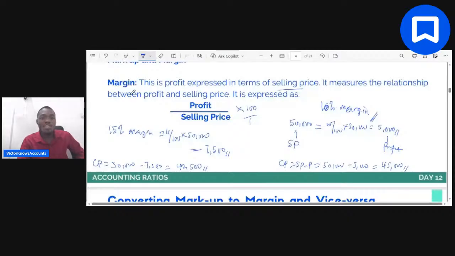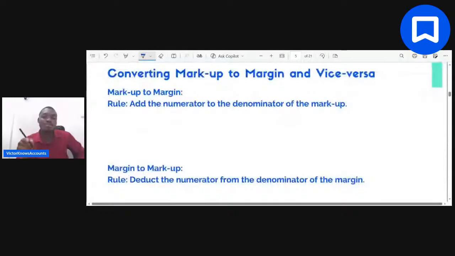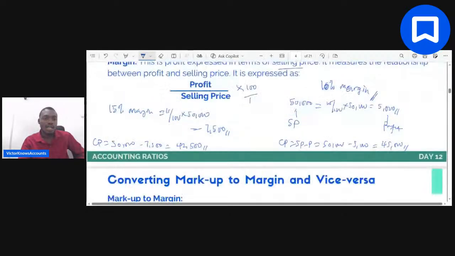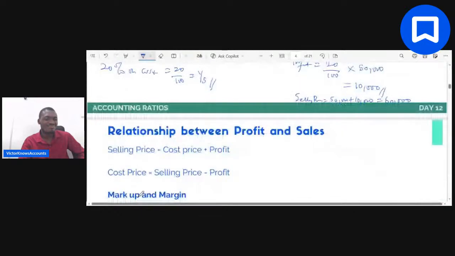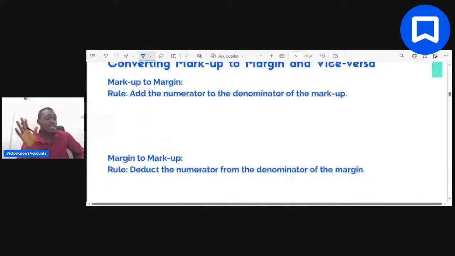So let's move on to converting markup to margin and vice versa. So we are saying that it is possible for you to convert markup to margin. What does that mean? Or why is it even necessary? The reason this is necessary is that there are times that in a question they will give you markup. They will not give you with selling price. They will not ask you to calculate profit. That's impossible because you cannot apply markup on selling price, because markup is profit percentage on cost, while margin is profit percentage on selling price.